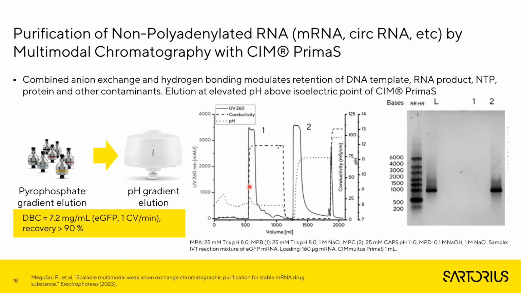Now, with the help of this multimodal chromatography, we can bind a very large amount, or a higher amount, of RNA compared to an oligo-dT workflow. For example, we have shown that with the help of Prima S, we can bind up to 7 or above 7 milligrams of RNA per milliliter of chromatographic column.